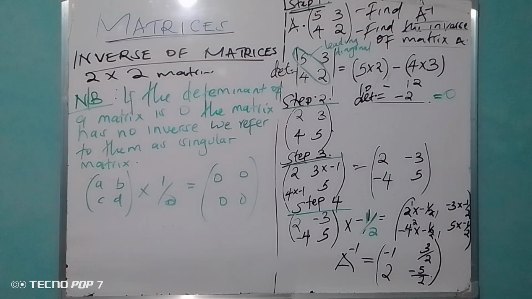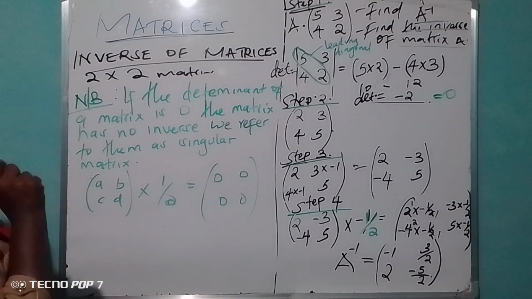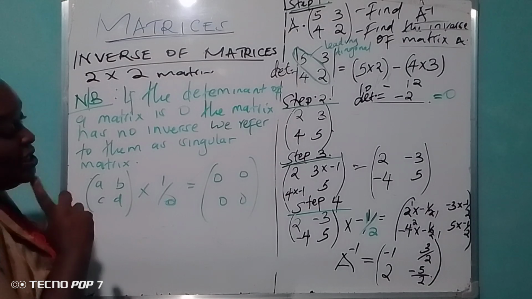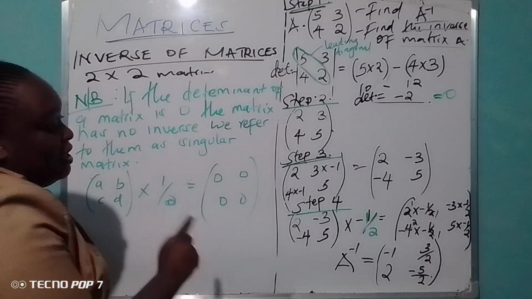If the determinant of a matrix is 0, the matrix has no inverse. We refer to them as singular matrix. So we will come to that and do one good example. I'll come to that. There is something I want us to do with multiplying A times A inverse.